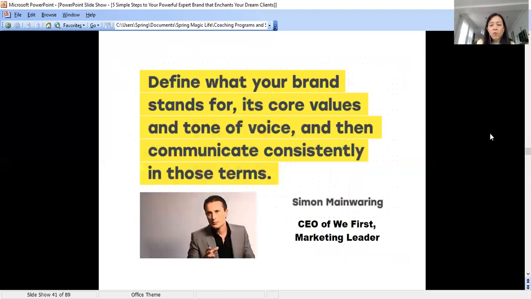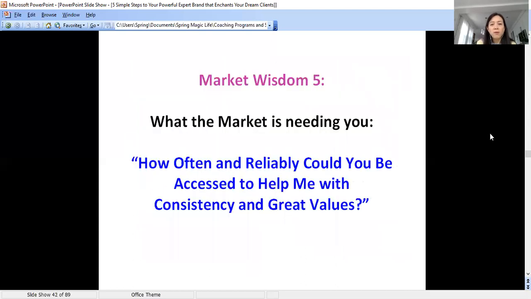And Simon Mainwaring, the CEO of WeFirst, the marketing leader, said to define what your brand stands for, its core values and tone of voice, and then communicate consistently in those terms. He mentioned communicating consistently, right? So our marketing needs that consistency to express the things you really believe in, you stand for, the core values, and the greatest service you can provide.